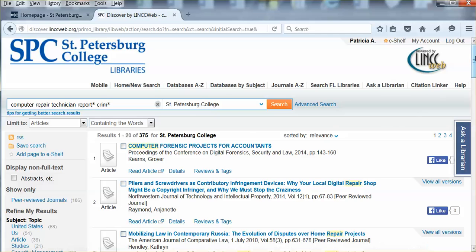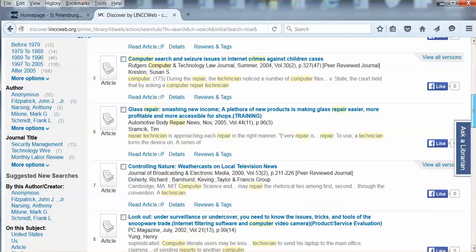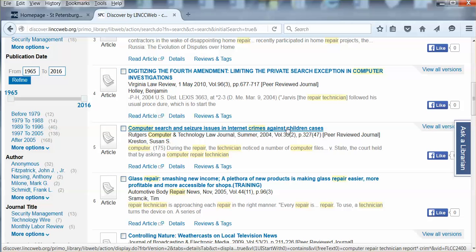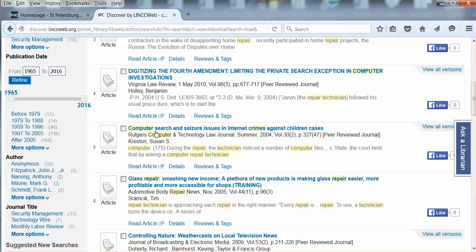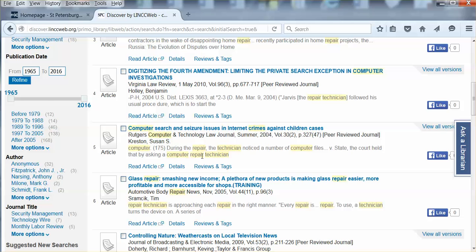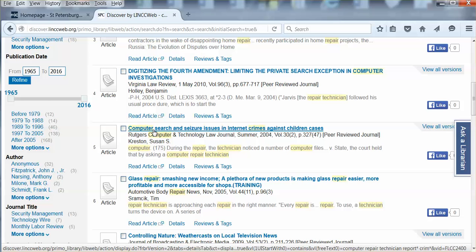We're still not quite getting anything too specific on the topic. Oops, hold on. Computer search and seizure issues and internet crimes against children cases. This is something that we've seen a lot of in the last few years, the problems with child pornography being discovered on computers. So I'm going to follow that one, Rutgers Computer and Technology Law Journal. We notice this right here in the summary: during the repair, the technician noticed a number of computer files, and the court held that by asking, okay, let's see what's in there. I'm going to click on the actual article.